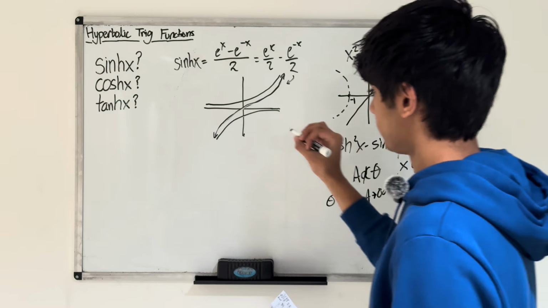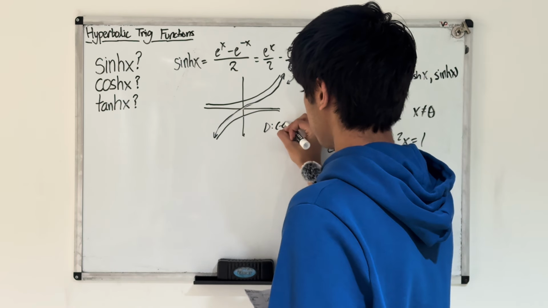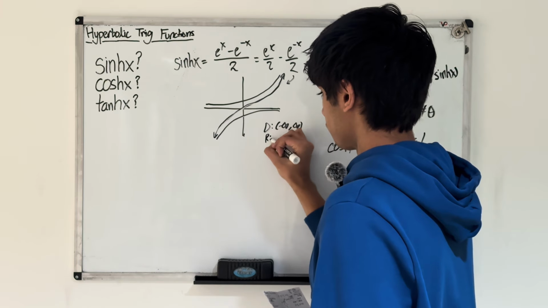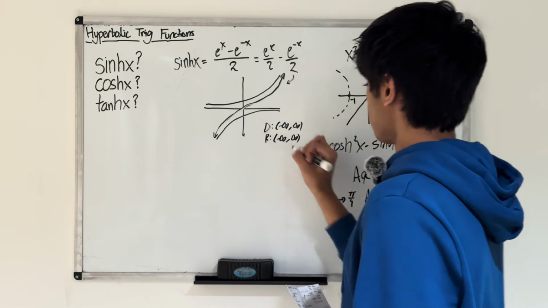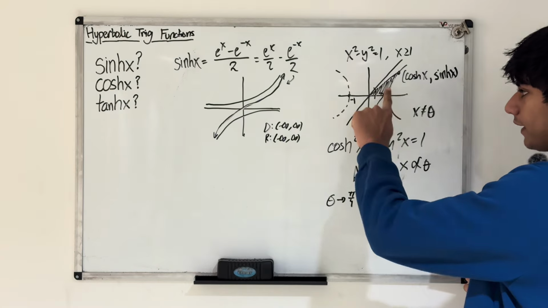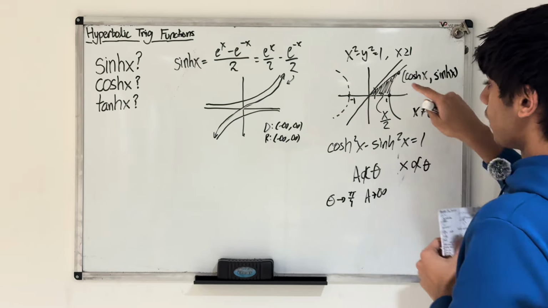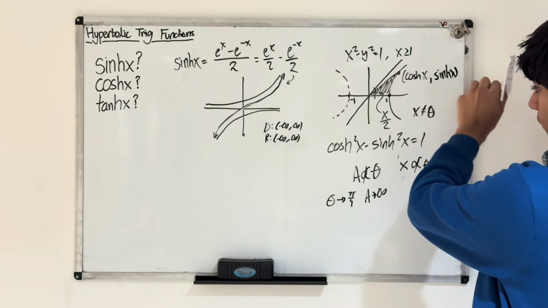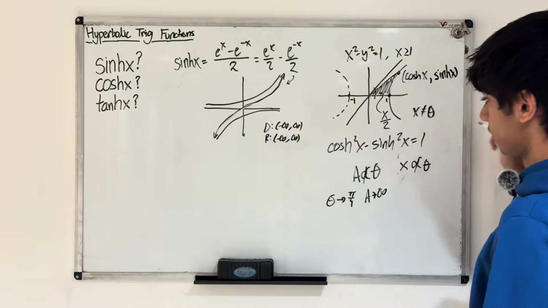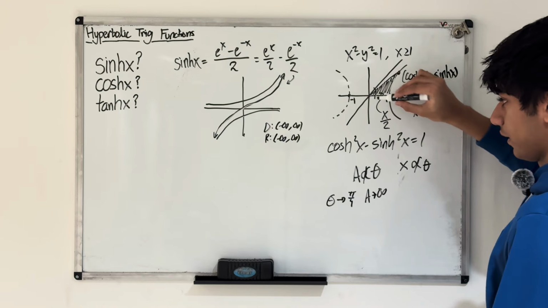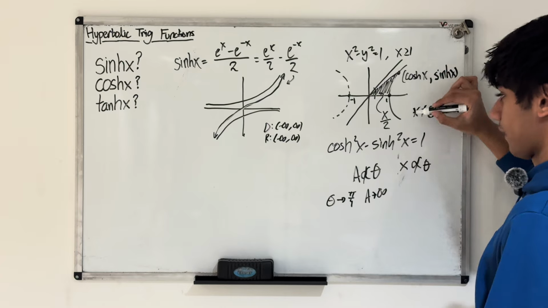From this we can see our domain is going to be negative infinity to infinity. Our range is also negative infinity to infinity, which should make some sense graphically too, because our area can go all the way to infinity, since we can just keep making the angle bigger and bigger. And our sinh can also go to infinity, and it can also go to negative infinity, because it can go negative if our area is negative underneath the graph.